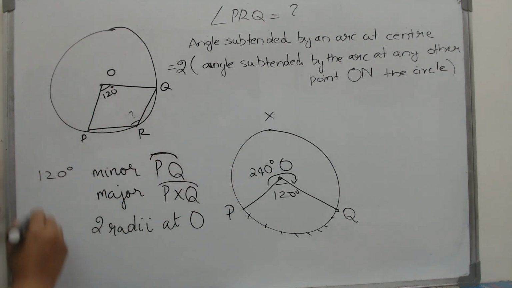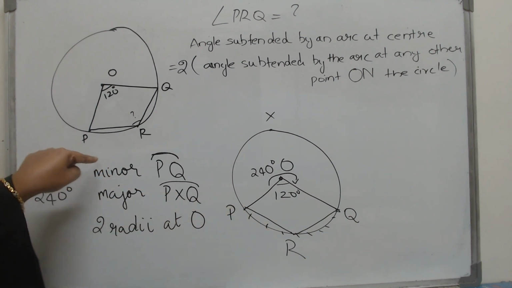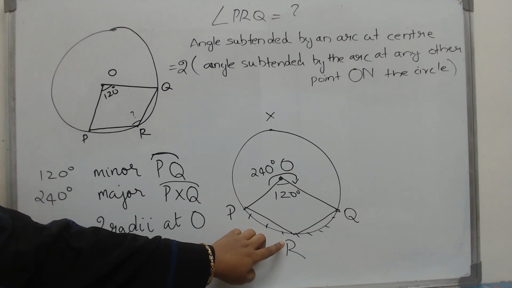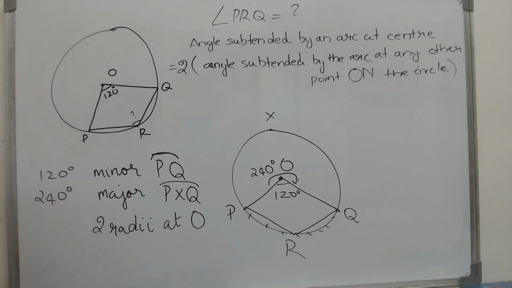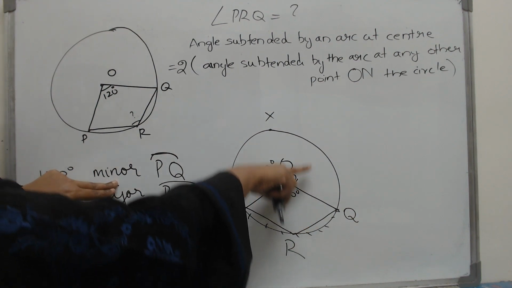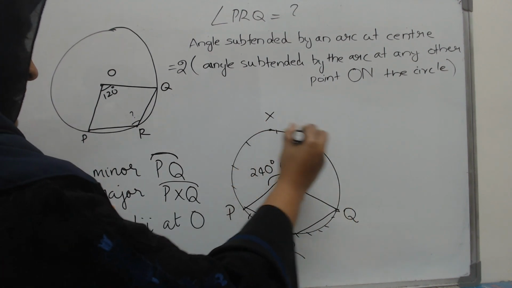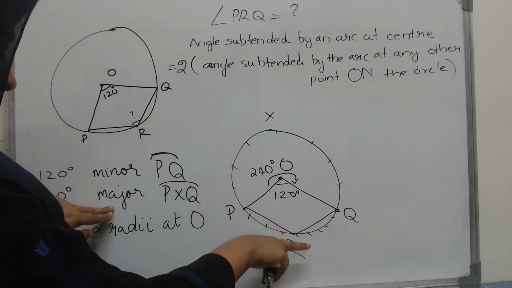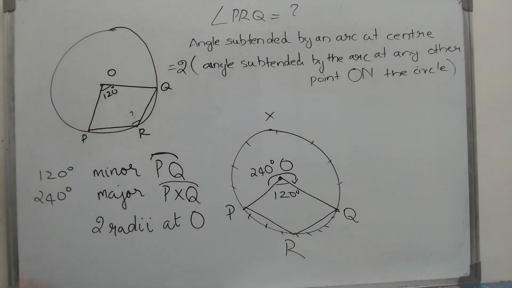Now the next question that we have to worry about is, which of these arcs is subtending the angle at the point R? Is it the minor arc or the major arc? Only then will you know which of these central angles to choose. An easy way to understand it is, the minor arc will subtend angles in the major segment. The major arc, which is this, the major arc will subtend angles in the minor segment. The minor arc will subtend angles in the major segment.